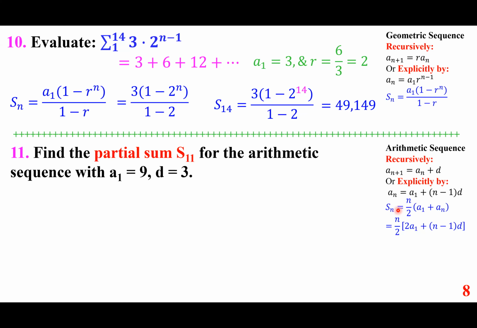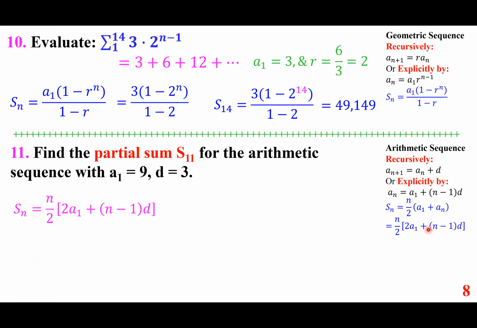And S sub n, for an arithmetic sequence, has two formulas: n over 2 times (a sub 1 plus a sub n), or if you replace the a sub n with this, it becomes n over 2 times (2a sub 1 plus (n minus 1) times d). If you happen to have the first and the last term, it may be easier to use this one. If you don't have it, it's easier to use this one.